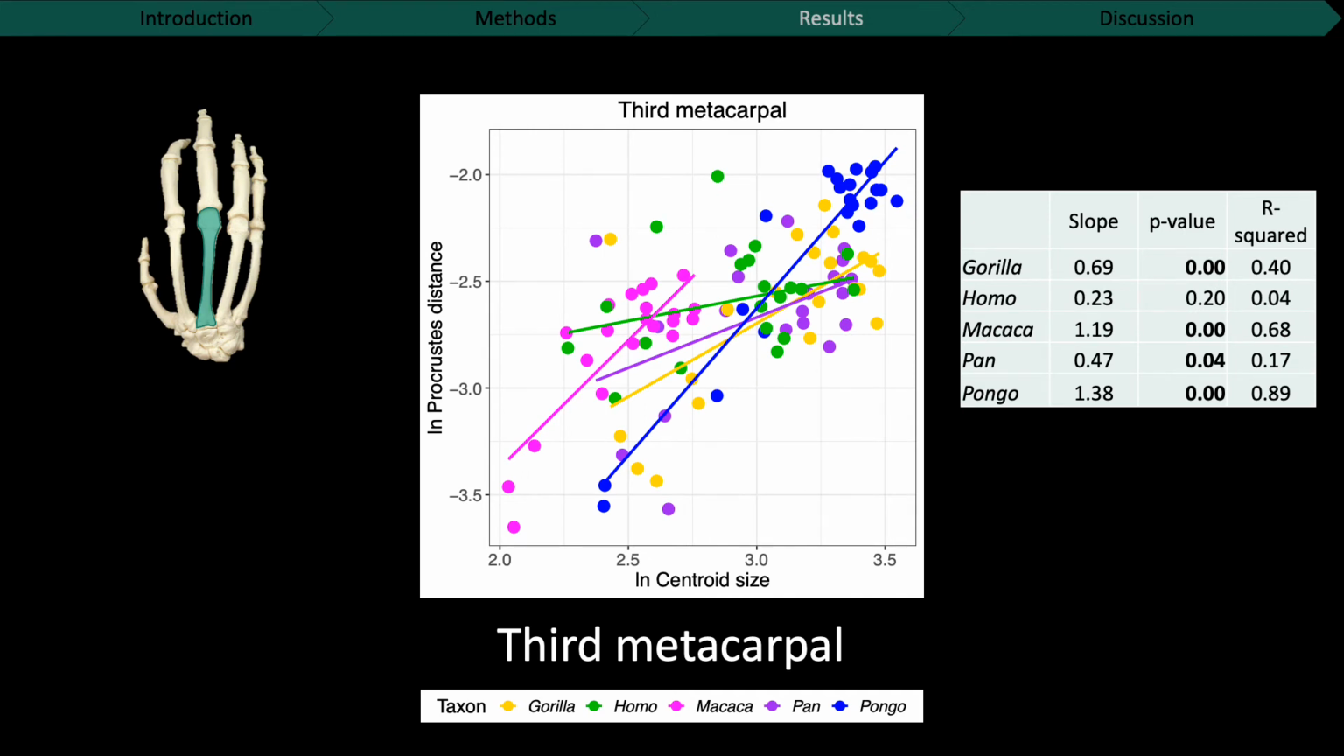For the third metacarpal, again, all taxa show slopes significantly different from 0 except for Homo, and in pairwise comparisons, Pongo in blue is significantly different from Pan, Homo, and Gorilla, and Macaca in magenta is significantly different from Homo.